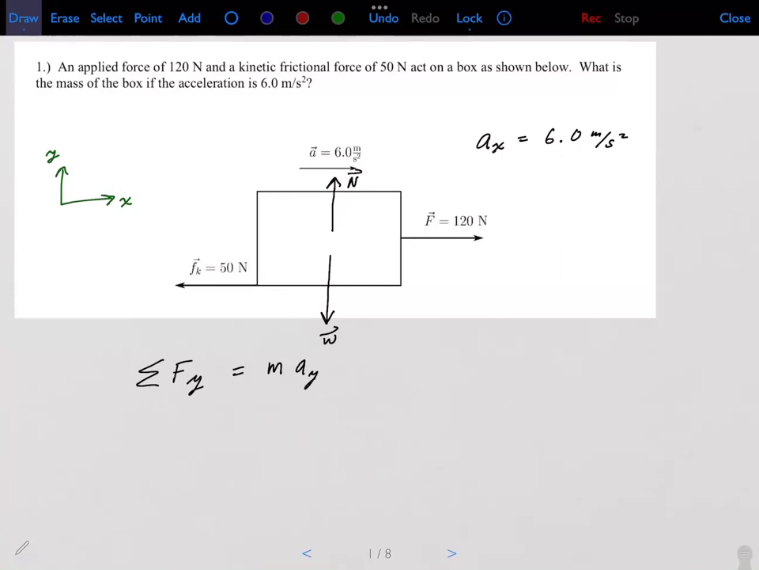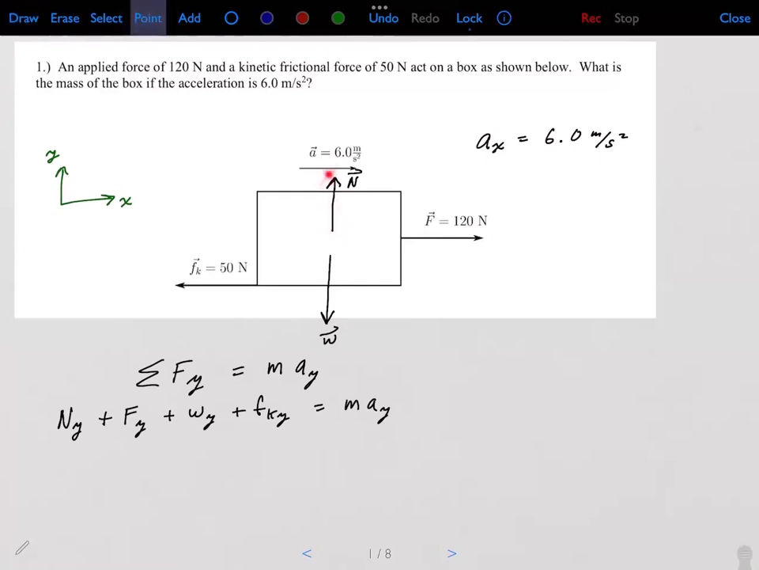Well, if I want the sum of the forces acting in the y direction, that means I want the y components of all the forces. So if I'm doing this carefully, I'm going to write, I want the y component of the normal force, plus the y component of that applied force, plus the y component of the weight, plus the y component of the kinetic frictional force, and that's equal to m ay. Okay, so we have to ask ourselves, if we look at each force vector here, how much of it is in the y direction?